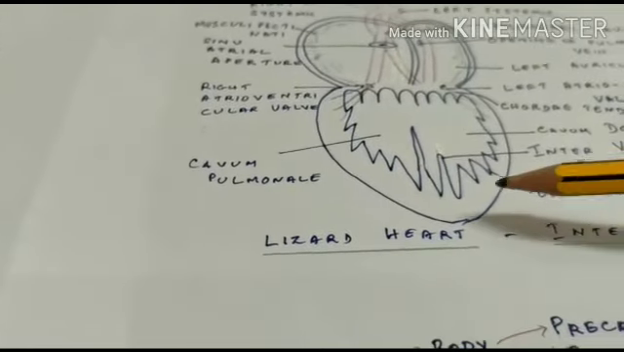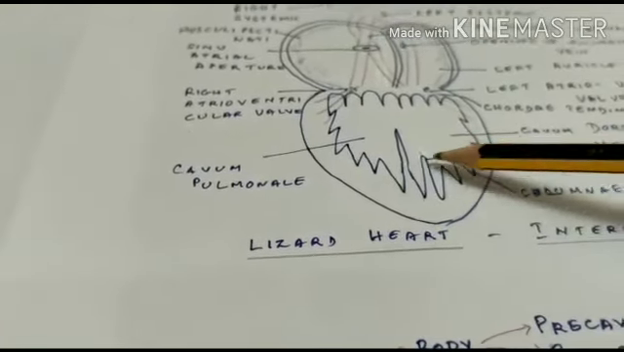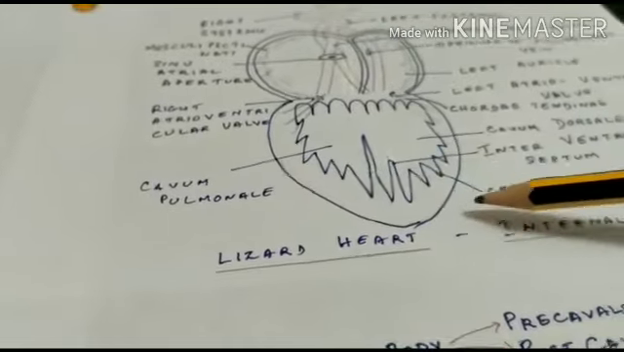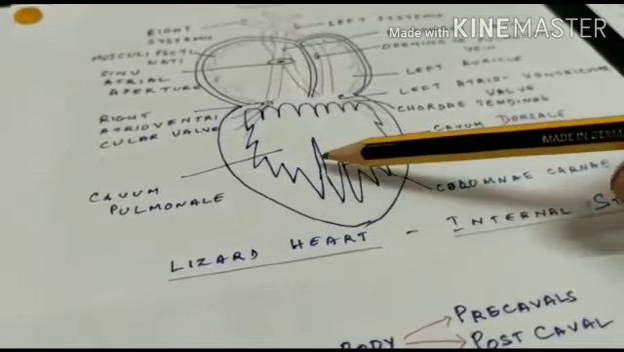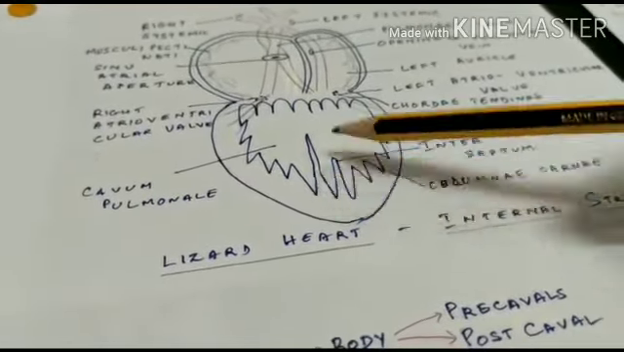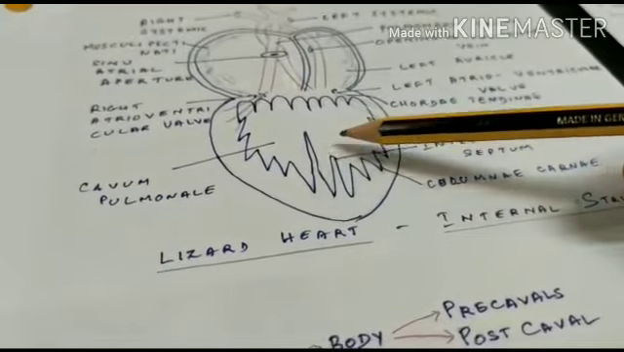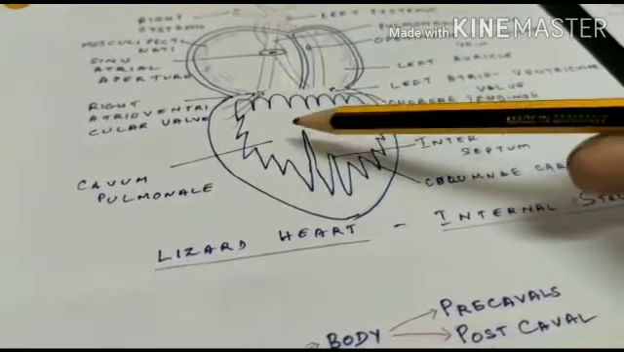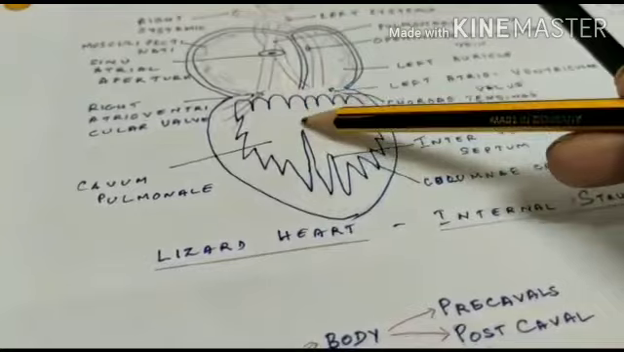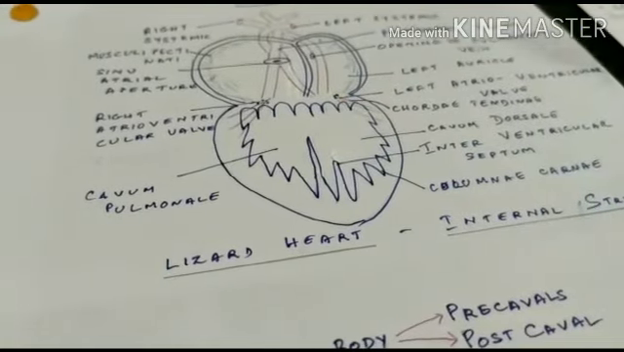Let me just clarify once again that the cavum pulmonale and cavum dorsale have a ridge in between, but the ridge is incomplete. So there is a lot of mixing of blood in that part where the ridge is absent.